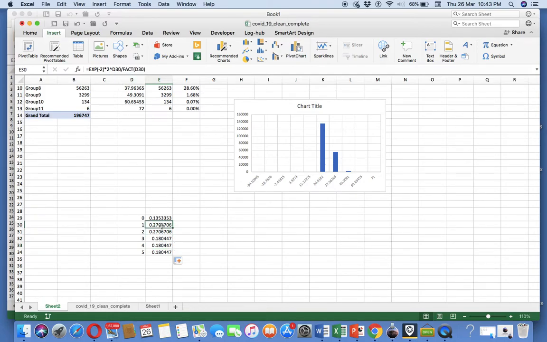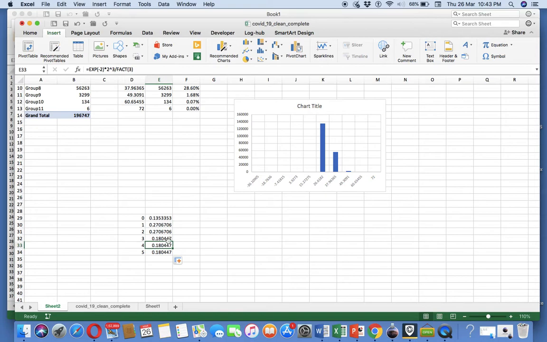Correct. So the probability that there will be, sorry, it should have been calculated here. Yeah, that's true. Dividing by 3 factorial, yeah, correct. For 3 it is 0.18, and the probability of 4 will also be 0.18.